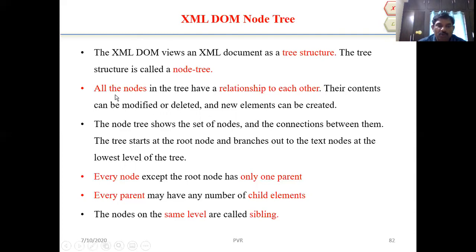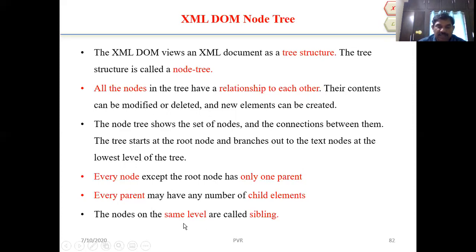Their contents can be modified or deleted, and new elements can be created by using SQL queries. The node tree shows the set of nodes and the connections between them. The tree starts at the root node and branches out to the text nodes at the lowest level of the tree. Every node except the root node has only one parent. Every parent may have any number of child elements.